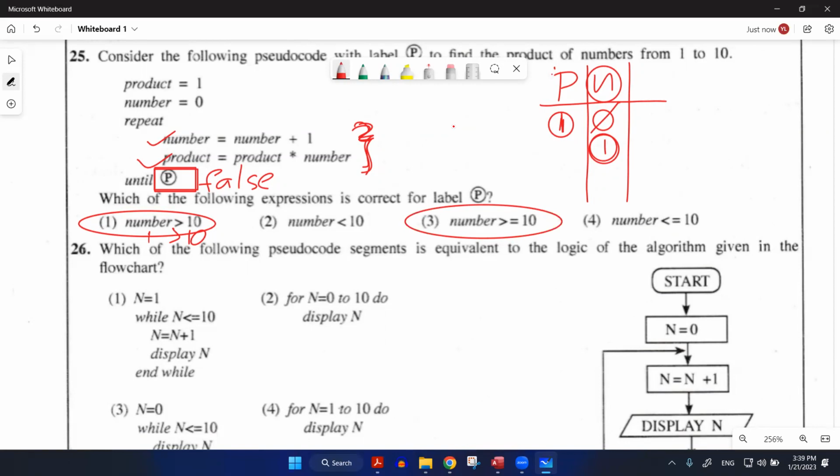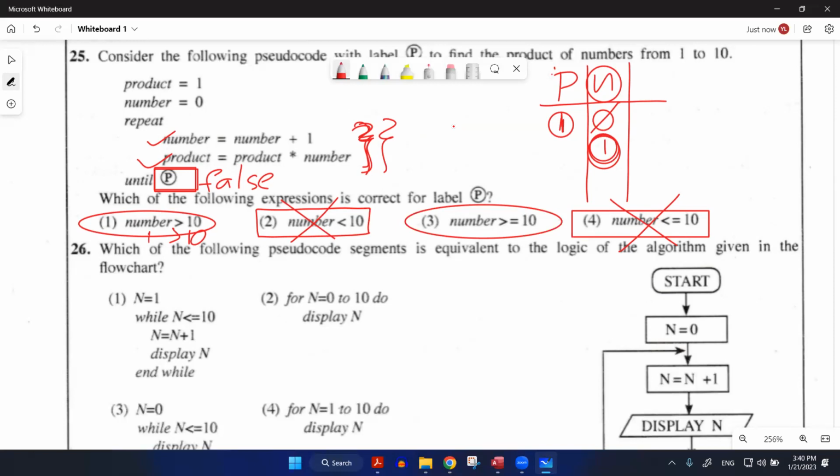Number is not larger than, neither is it equal to 10. That means this one, number less than 10. 1 is something which is less than 10. So number less than 10 is true, it gives us a true output. When it is giving a true output, the repetition is not going to happen, because if it is true, then it's going to exit. The second one is not going to be an answer, as well as the fourth one is not going to be an answer. Right? That's clear.